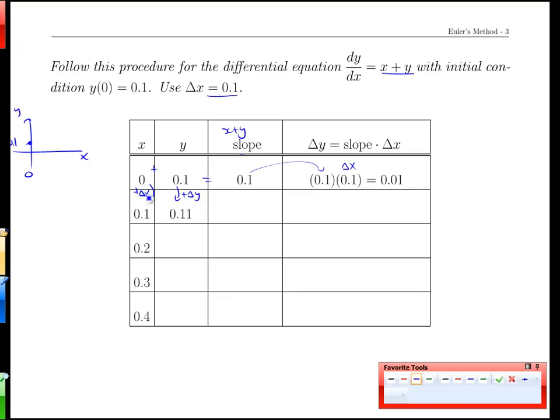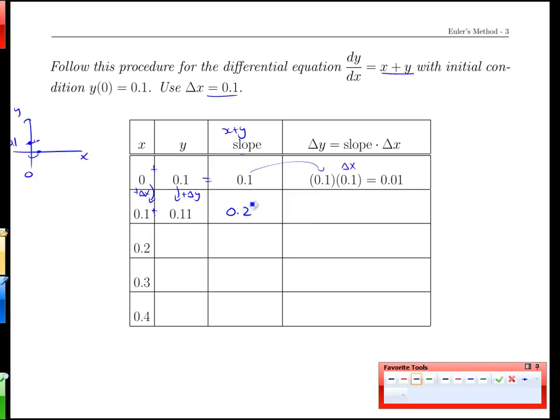Then what's our next step for this table? Well, our x goes up by delta x, and our y goes up by delta y. We just calculated the change, so we add that in here. Then we can do the same thing again. Okay, so I was at some point. I've now moved up a hair. Now, at that new point, I'm going to get a different slope.